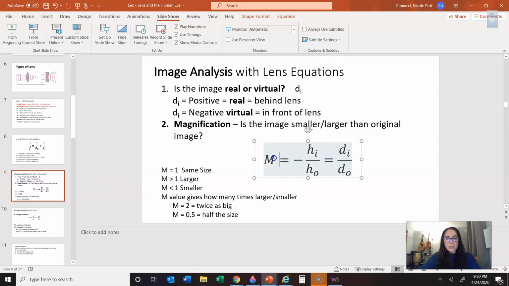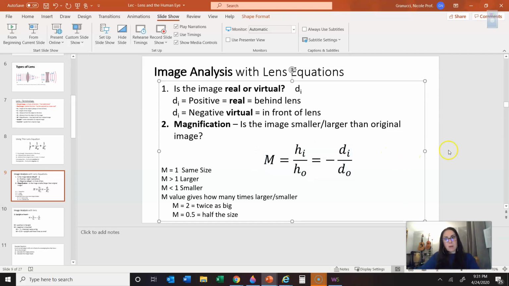So this is the magnification equation, hi over ho, di over do. Actually, I don't know why, there's always a typo in here and it annoys me. This negative actually should go here. Don't worry, I'm going to update these slides to reflect the changes that I make. Sometimes when I make my slides, I don't notice them. But when I talk about it, I do. That's better. The negative should go there.